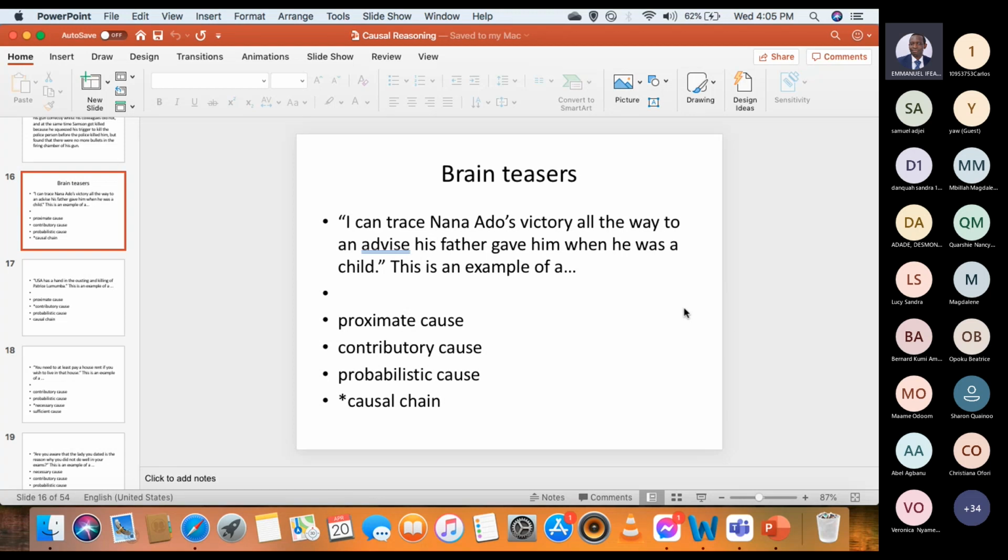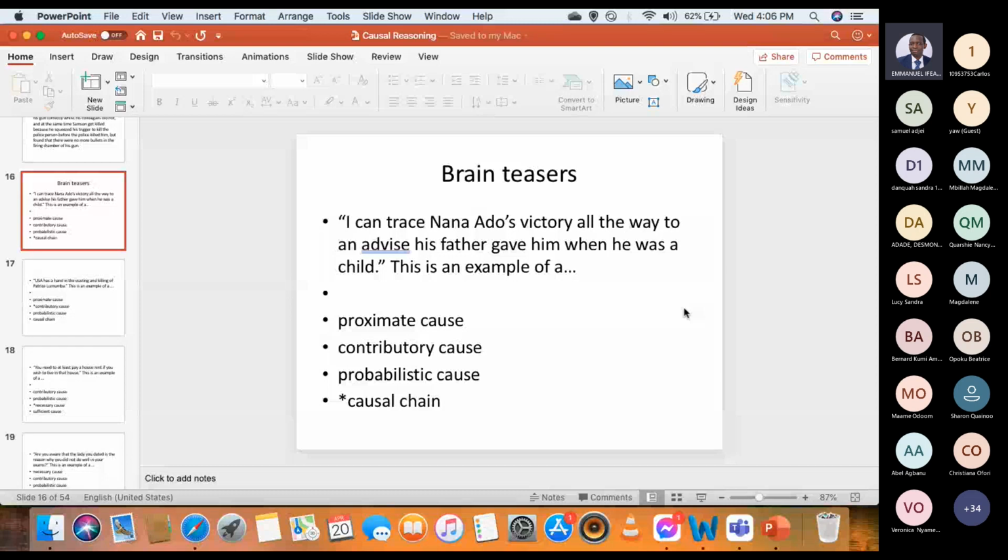And this assignment is presenting you with an advice as something that led to Ronaldo's victory. So you don't disagree with the assignment by saying, no, it did not lead to his victory. That will not be how to answer it. The assignment is saying that the advice led to his victory, and then it is asking you, what type of cause is that advice?